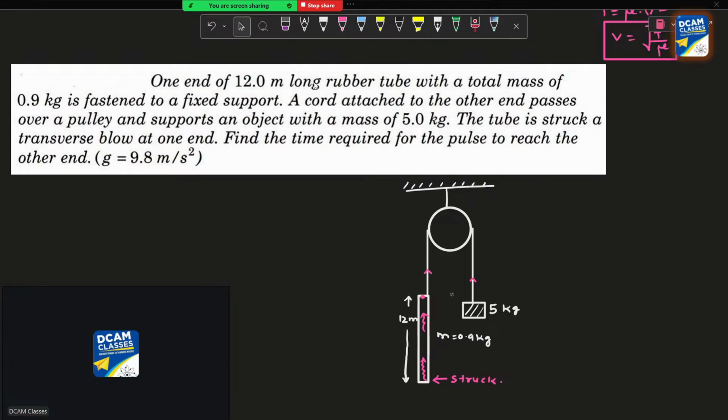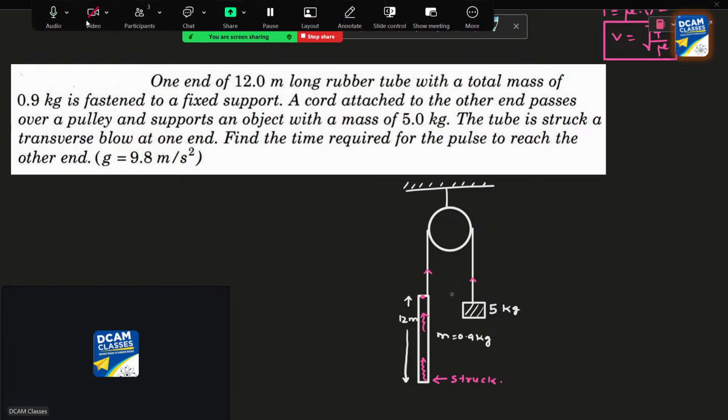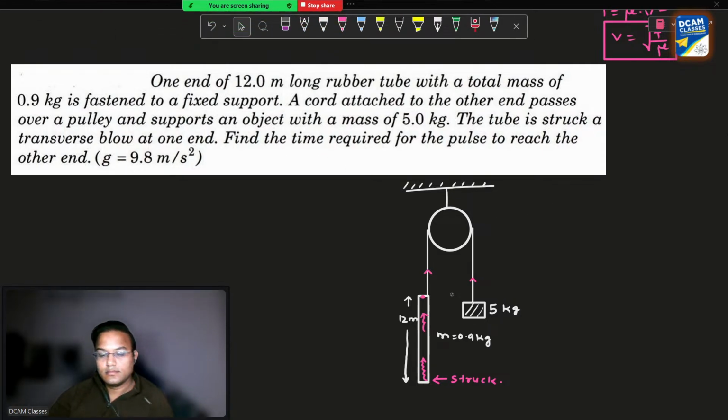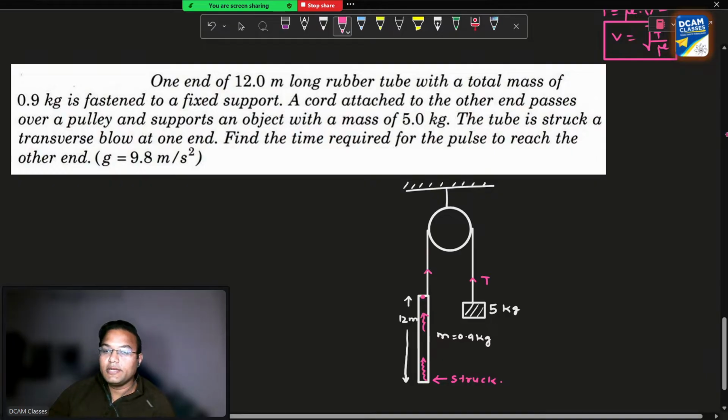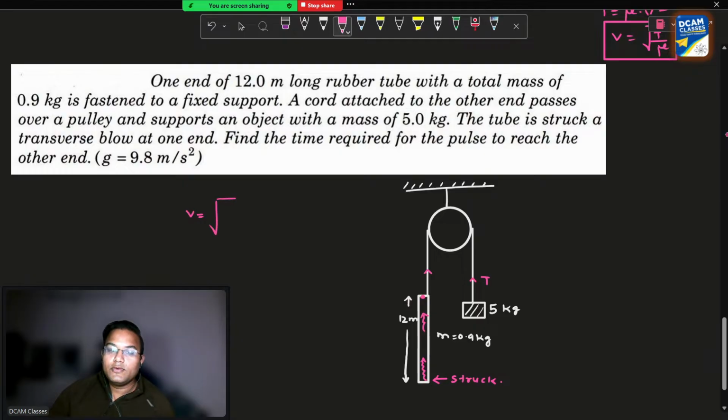Then I'm getting 0.47 seconds. Yes, you are getting the correct answer. It's not wrong. It's actually not difficult. It's simple only. Here, because the system is in equilibrium, the velocity of the transverse wave which will be produced at one end if it is struck will be root over T by mu. Mu, you can calculate, its mass per unit length: 0.9 divided by length of the tube, 12 meter.